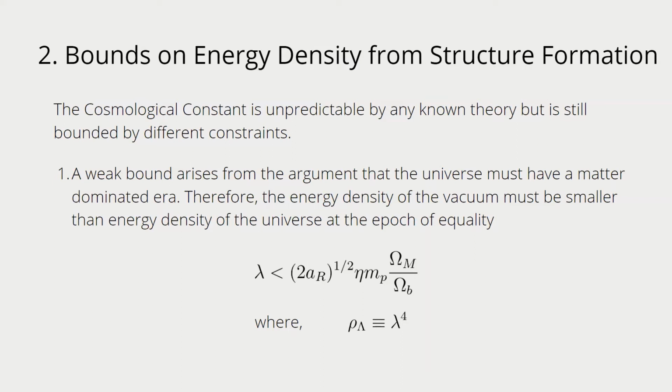The constraint relation given here is stated in terms of lambda. So, it's related to the vacuum energy density by the expression given below. So, we can just take the power of 4 to take it in terms of rho lambda. Next.